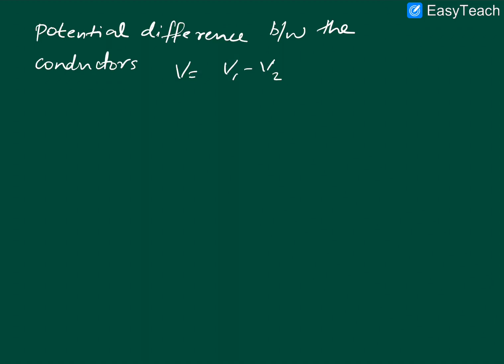Due to this potential difference, charges will flow from one plate to another plate, because you know that when there is a potential difference, charge will move from high potential to low potential region. Hence, since there is a potential difference of V1 minus V2, charges will move from one conductor to another. In this case, it will move from the negative plate to the positive plate, so that there will be a flow of charges.